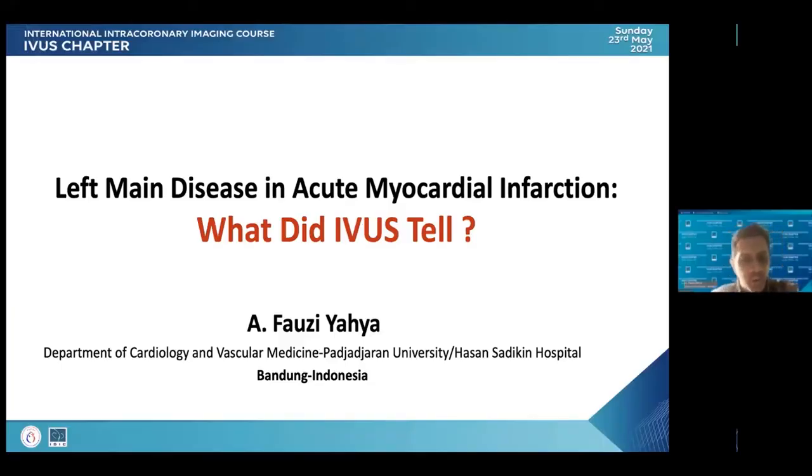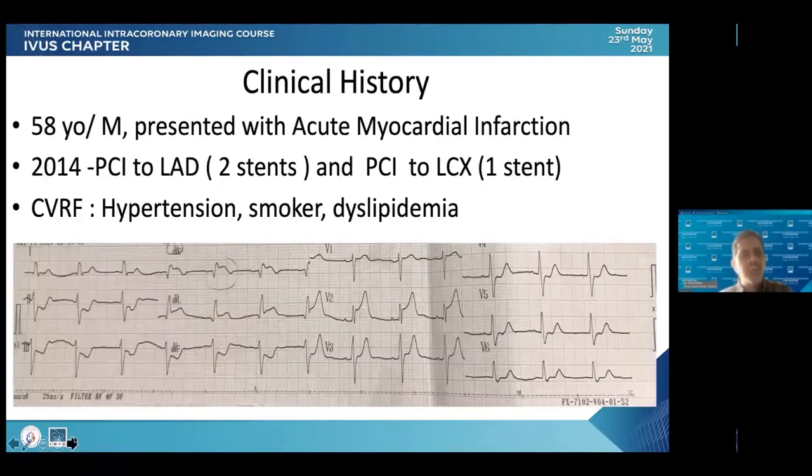So I'm going to share a challenging left main bifurcation disease in acute myocardial infarct. This is a challenging case because we are going to discuss what the plaque morphology is in this kind of acute MI, how to prepare the lesions, what the stenting strategy is, and how to assess the result. So let me start. This is an 80 year old male presented with acute myocardial infarct.